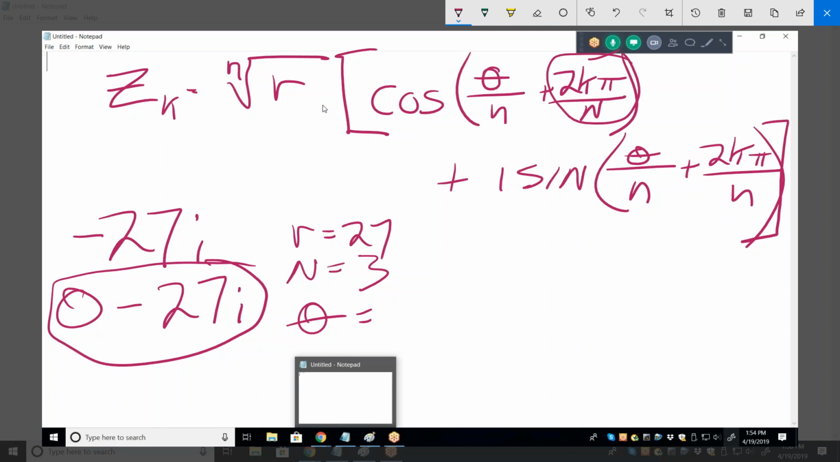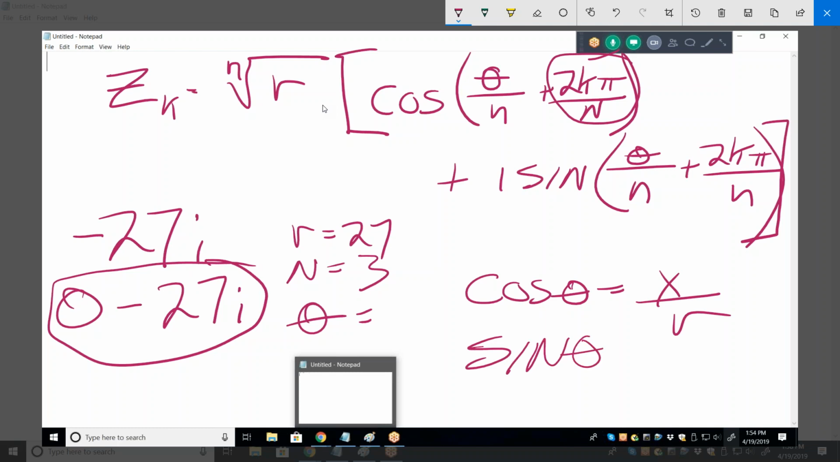Or do I have that wrong? Well, let's see. What were we doing the other day? We were doing the cosine of theta equals... what was that? R cosine of theta equals X, and sine of theta equals Y over R. So cosine of theta equals X over R.